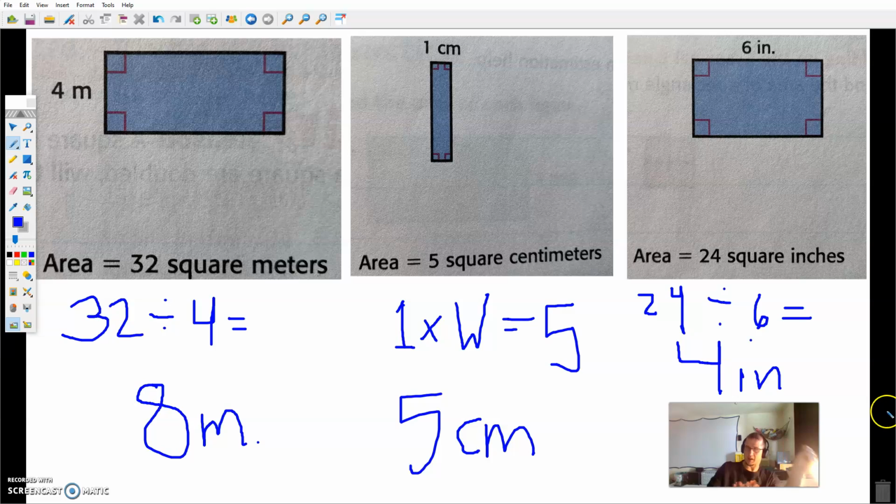that's what you need to know. Length times width equals your area, or if you've got one side of it, you're just going to do the area divided by that one side to get your answer.